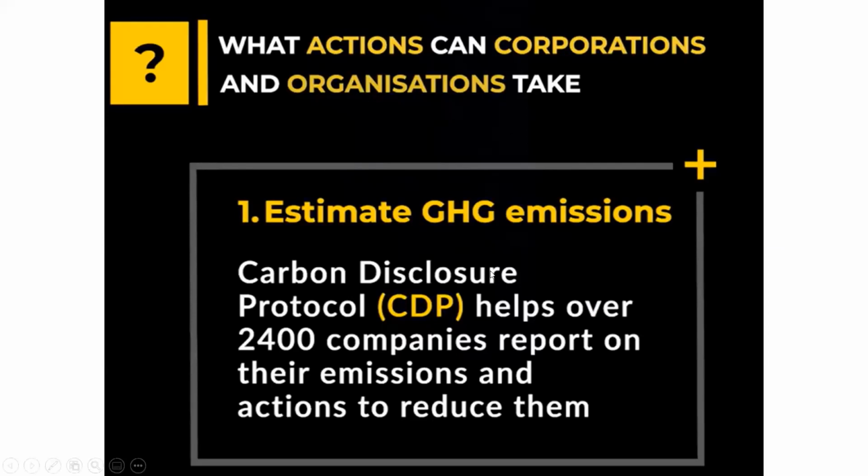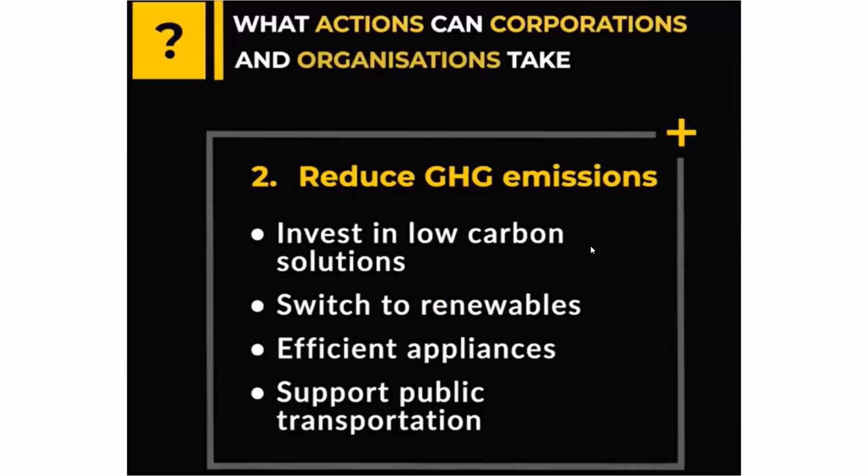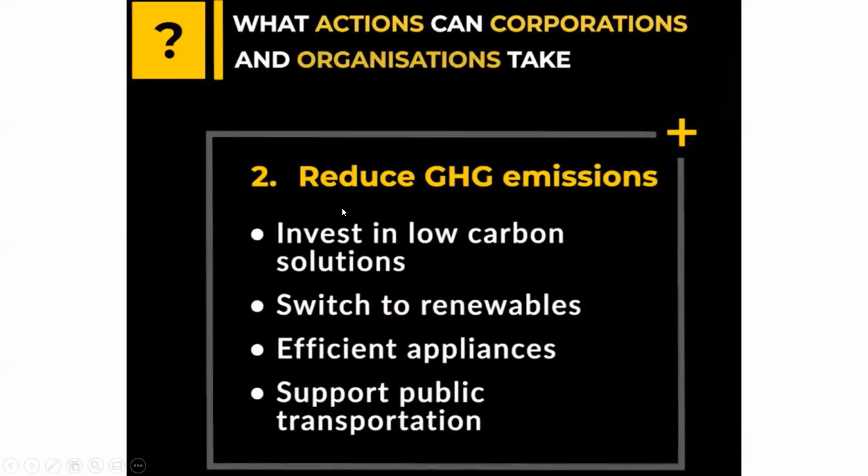and they bring them in the open, so everybody can see how much they estimate. They also provide actions on how you can reduce emissions. You can reduce them by investing in low carbon solutions, again, switching to renewables. These are things you know. Efficient appliances, meaning appliances with a good what? Eco labeling.